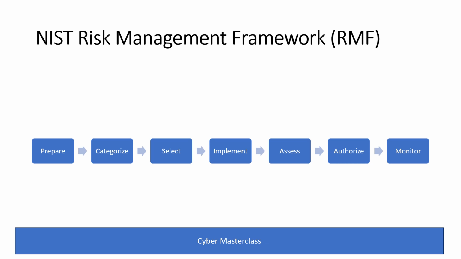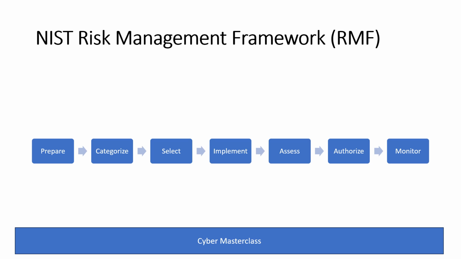During the select step, security practitioners choose security controls, tailor the security controls, and document the selected controls in the system security plan. The fourth step, the implement step, includes deploying selected security controls in the information system and describing the control implementation in detail in the system security plan.